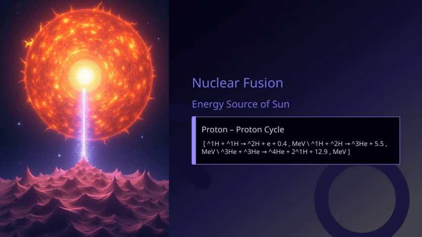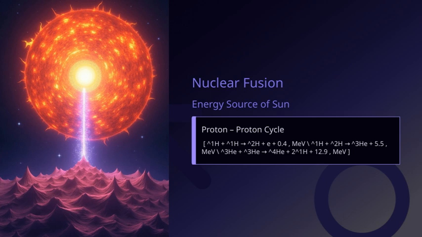Let's take a closer look at the proton-proton cycle, which is the primary energy source for the Sun. This process begins with two protons, or hydrogen nuclei, fusing together to form a deuteron, a positron, and a neutrino, releasing about 0.4 MeV of energy. This step is crucial because it marks the start of the chain reaction that powers our star.